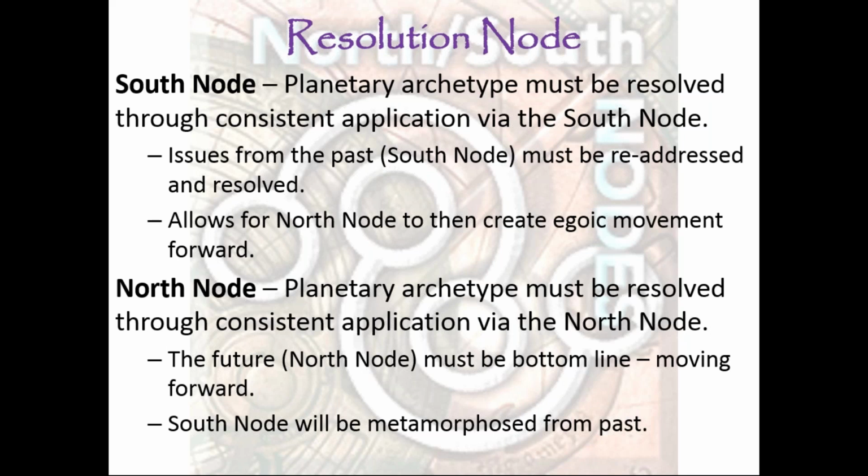When the resolution node is the North Node, that means that planet must be resolved through consistent application via the North Node. The future becomes the bottom line, moving forward, moving forward, moving forward. It's not about jumping back to the past because the unknown future gets scary. It's consistently moving that planet forward into the future. And as we do that, then the South Node will be able to metamorphose itself.